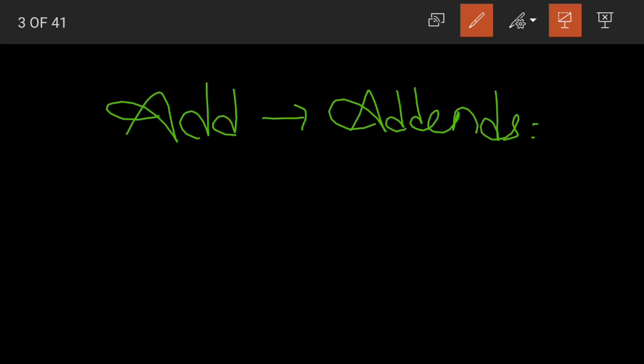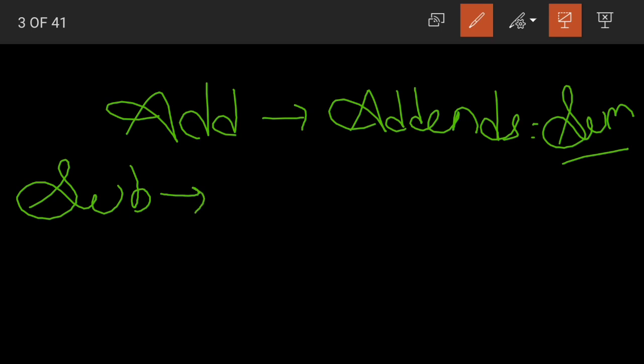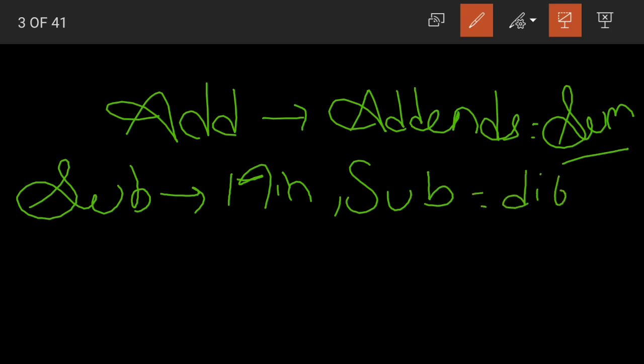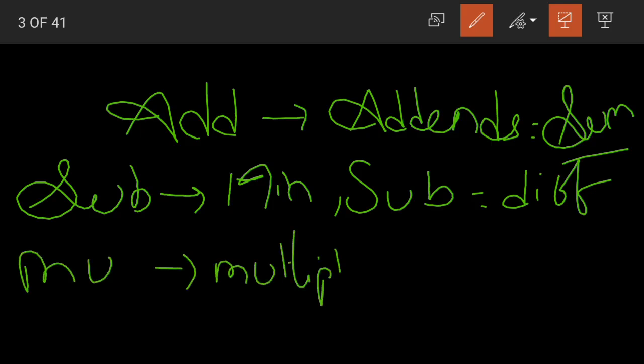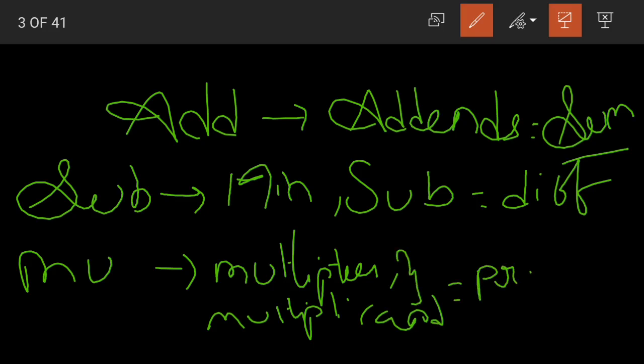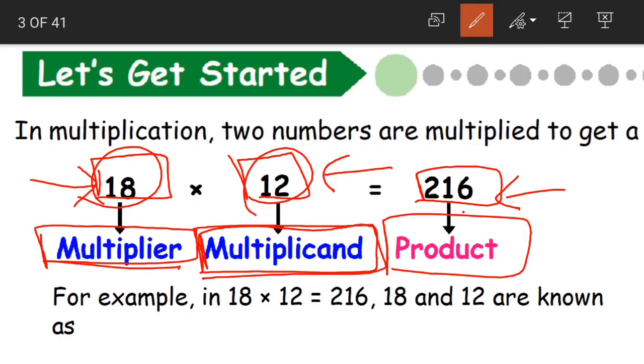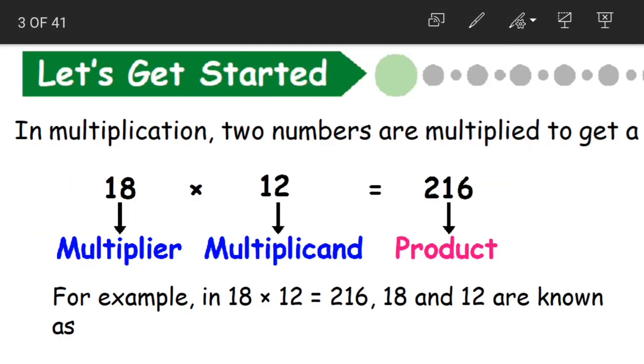Now see, when we add two numbers, the numbers are called as addends. Yes or no? The numbers which we are adding are called as addends and the answer is called as sum. In the same way, when we are subtracting, the bigger number is called as the minuend and the smaller number is called as the subtrahend, and the answer is called as what children? Difference. In the same way, when we are multiplying, the first number is called multiplier, second number is called multiplicand, and the answer we get by multiplying these two is called as the product. Okay children, this is the basic introduction about multiplication.